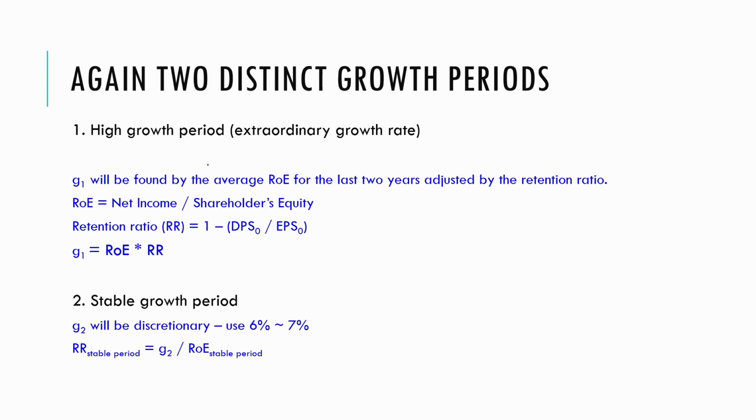The calculation is very similar to the FCFE calculation. First of all, there will be a G1, that means a high growth period, where there will be an extraordinary growth rate. And how to calculate that? First of all, we will calculate the ROE, that means return on equity, by dividing net income by the shareholders' equity, and we will do this for 2 consecutive years and take the average, exactly the same as the FCFE calculations. If you have not seen the FCFE video, I'll post the link here.